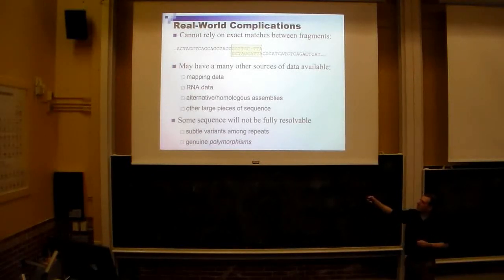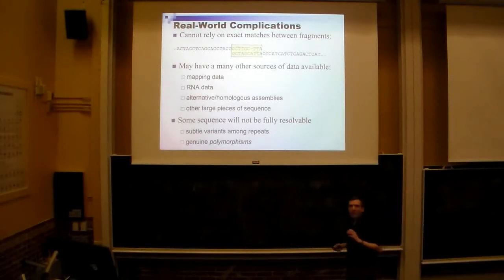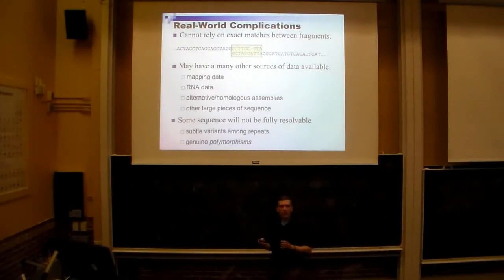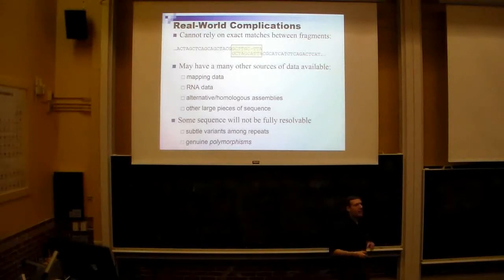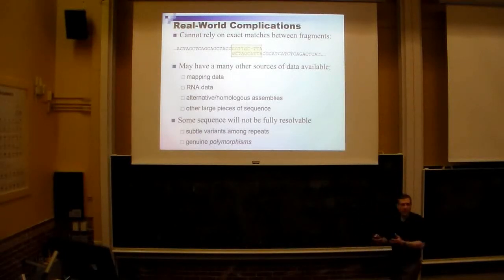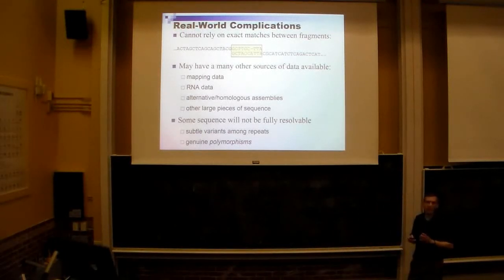So you may have mapping data, you may have other kinds of sequence data. If you're lucky, you may have a homologous assembly. So another version of the genome already solved for that species or a closely related one. And if you have one of those, then you can use it as a template, which makes your assembly much easier, but it also makes a more complicated computational problem.